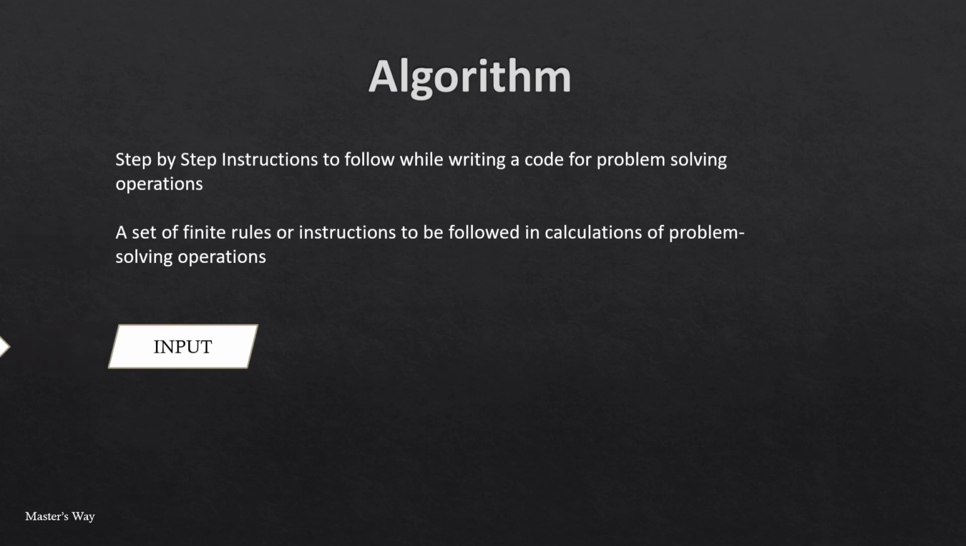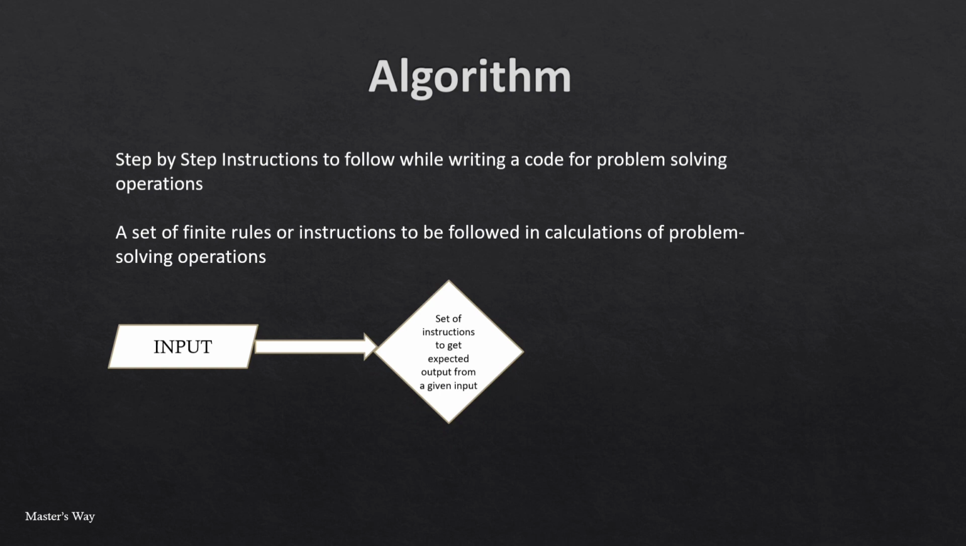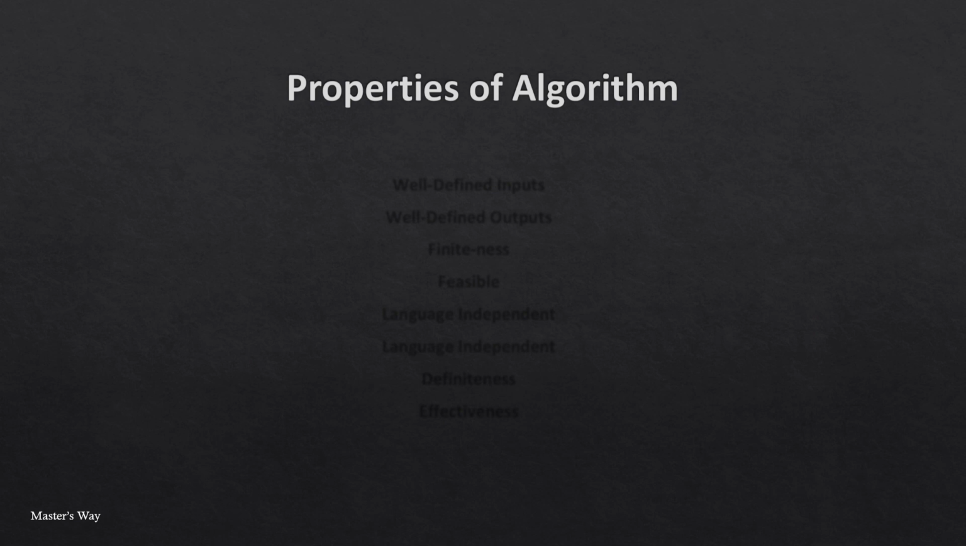So first we will give an input to a set of instructions. Then those set of instructions will run, compile, and then we will get some output. So these set of instructions we call an algorithm. And we will see some properties of algorithm.